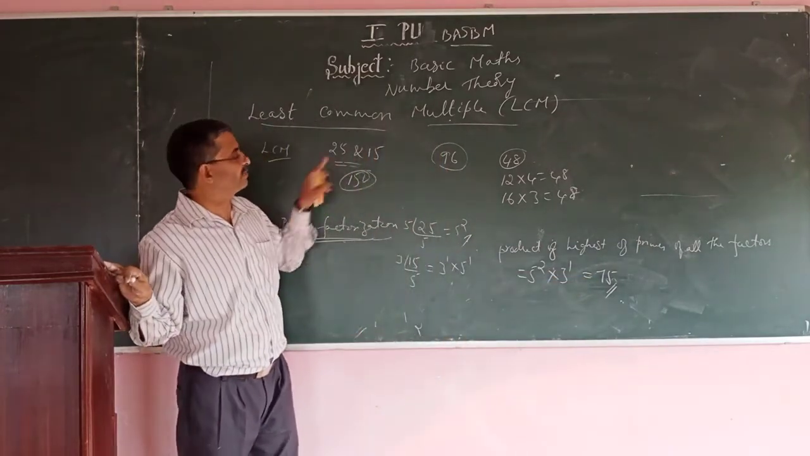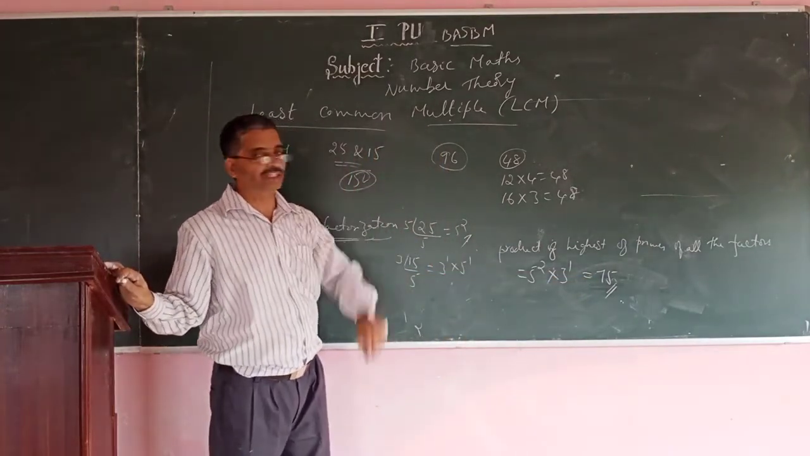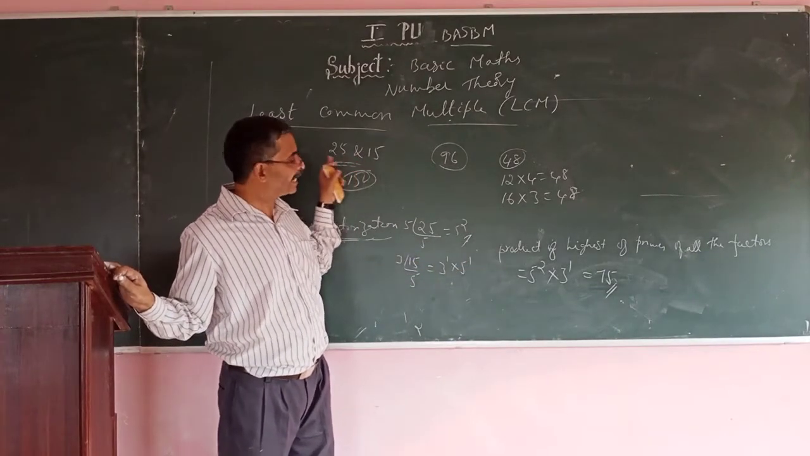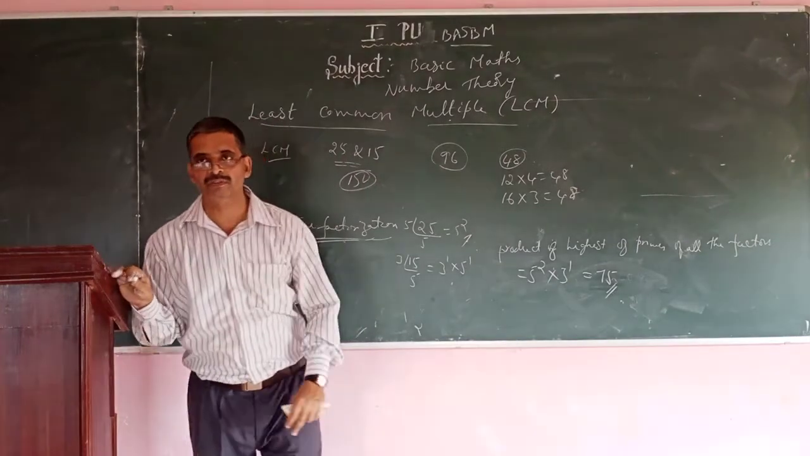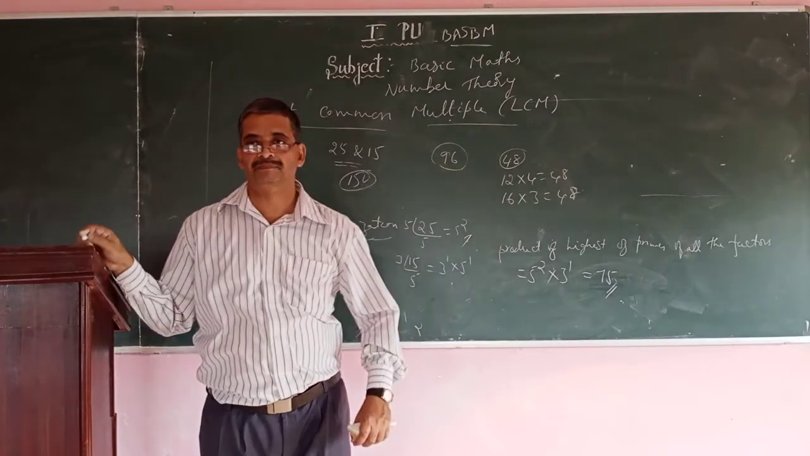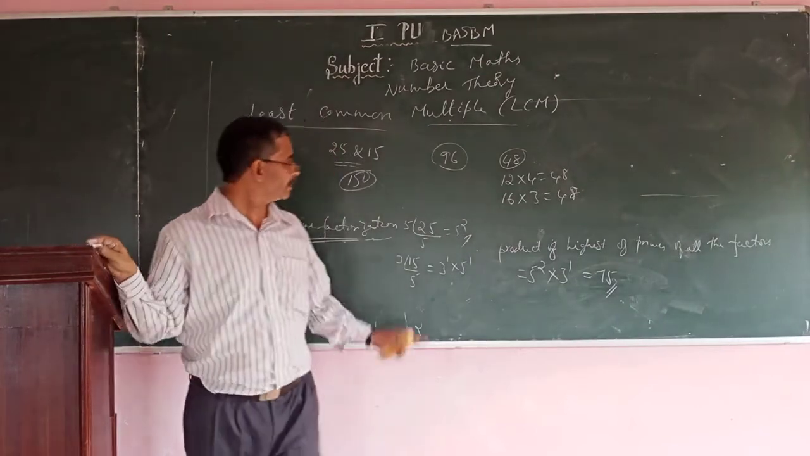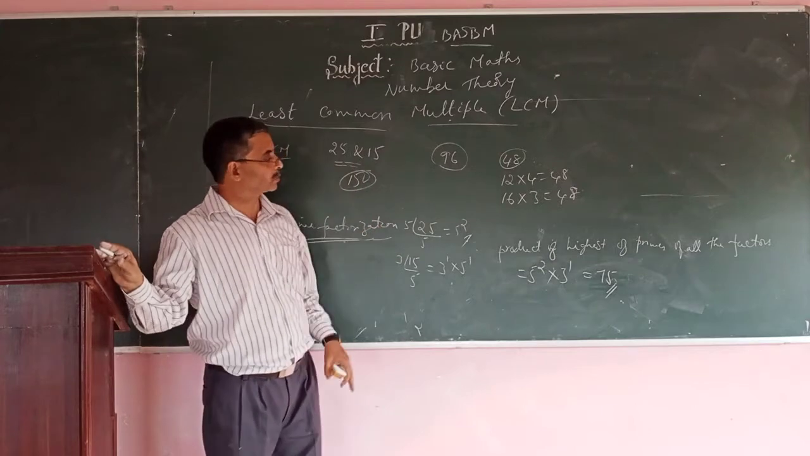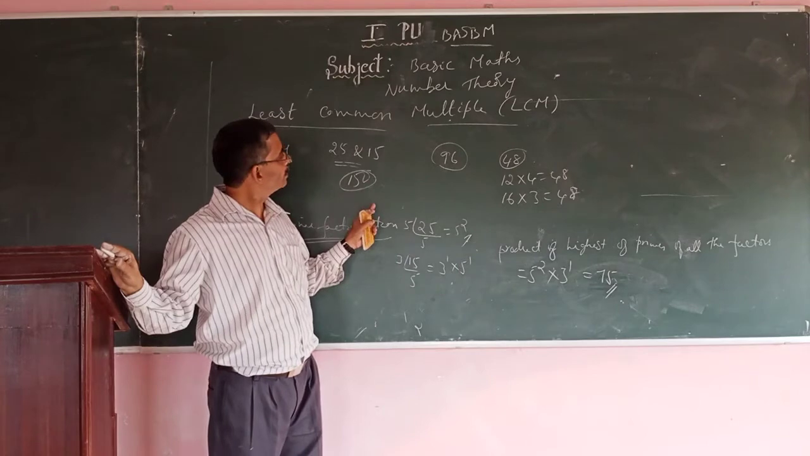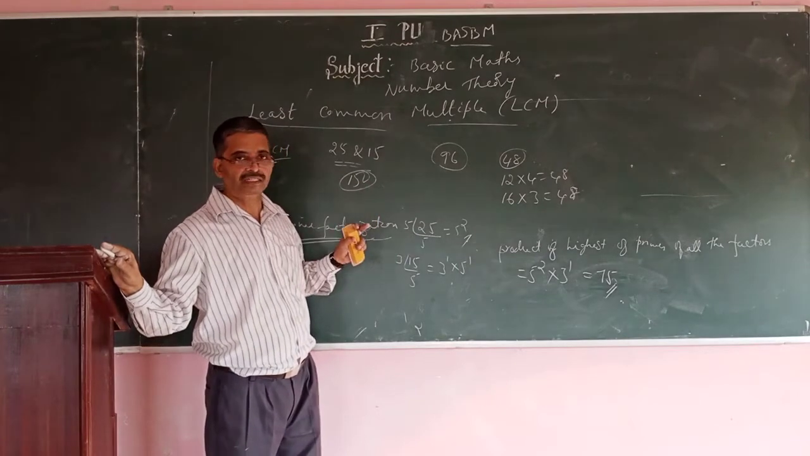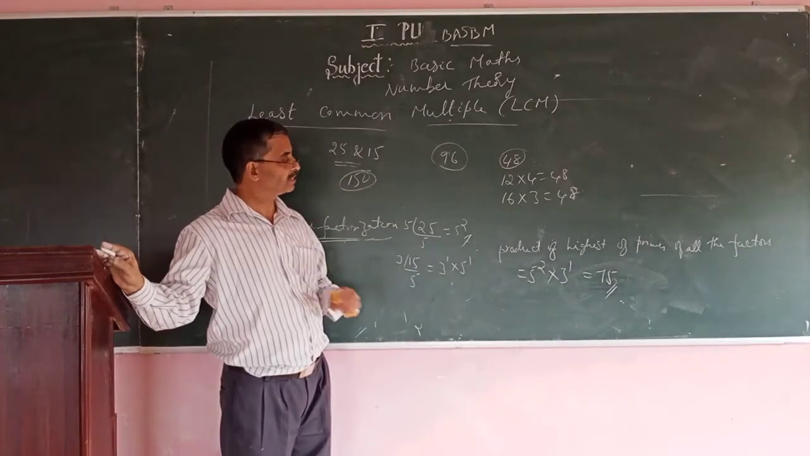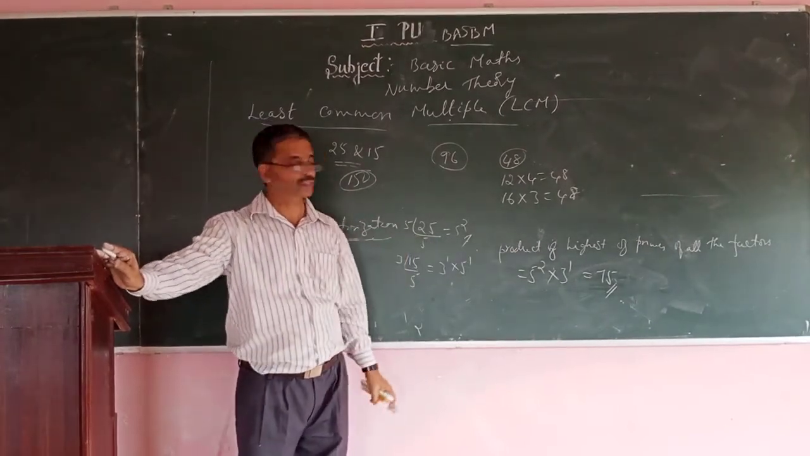75 is divisible by 25, and 75 is divisible by 15. So 75 is a multiple of both 15 and 25. But you want the least among those, which is 75 only. 150, you can take many numbers, 225, again a multiple of both. But what is the least? That is 75.